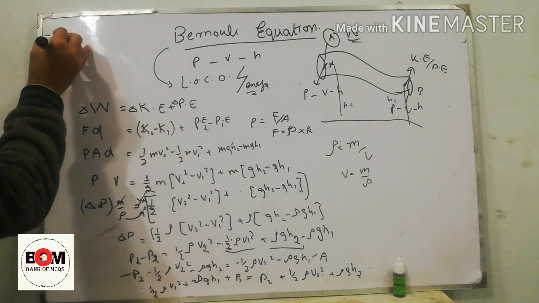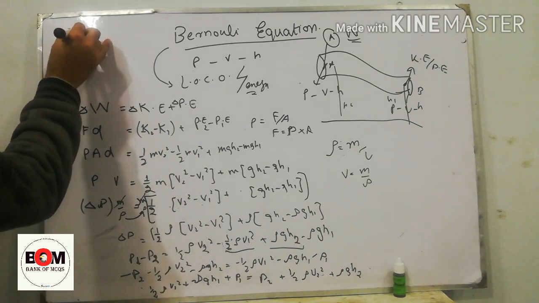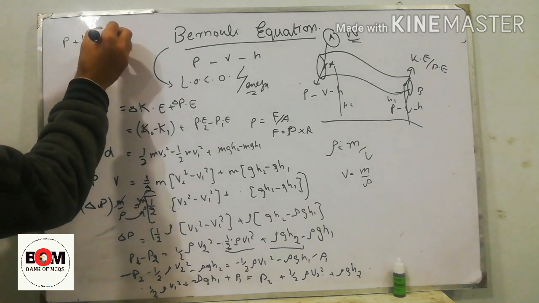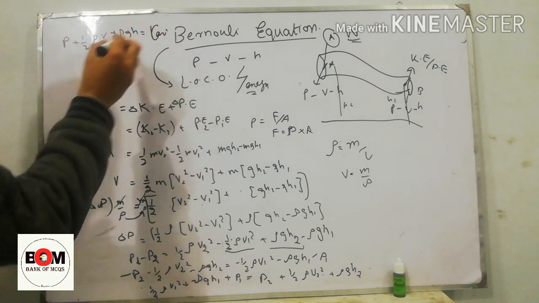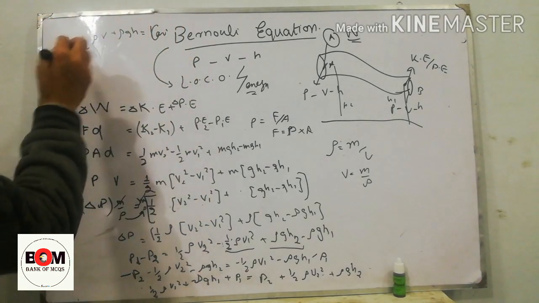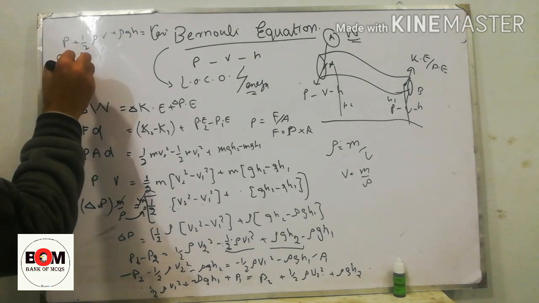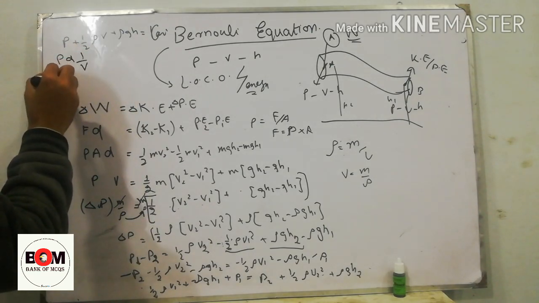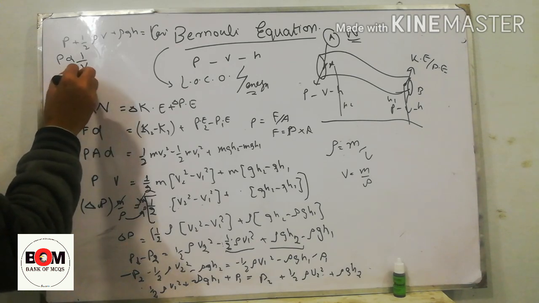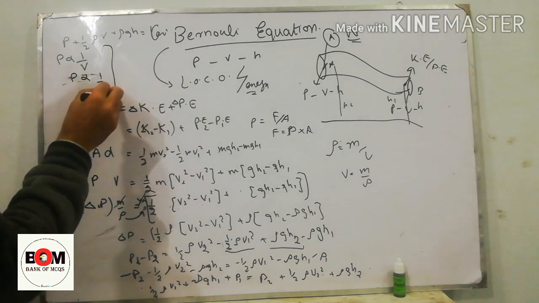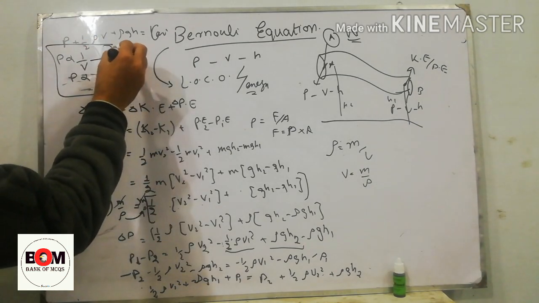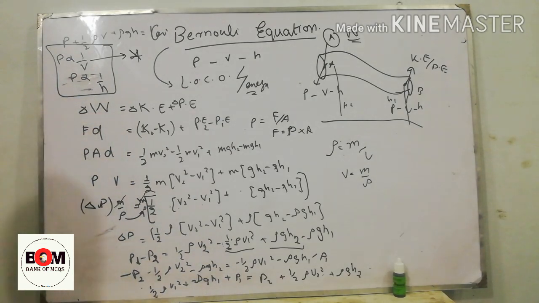Now in the Bernoulli equation, P plus half rho v square plus rho g h is equal to a constant. As these terms are on the same side, pressure is inversely proportional to velocity, and pressure is also inversely proportional to height. So we must remember that pressure is inversely proportional to velocity. Greater the velocity, lesser will be the pressure, and so on.